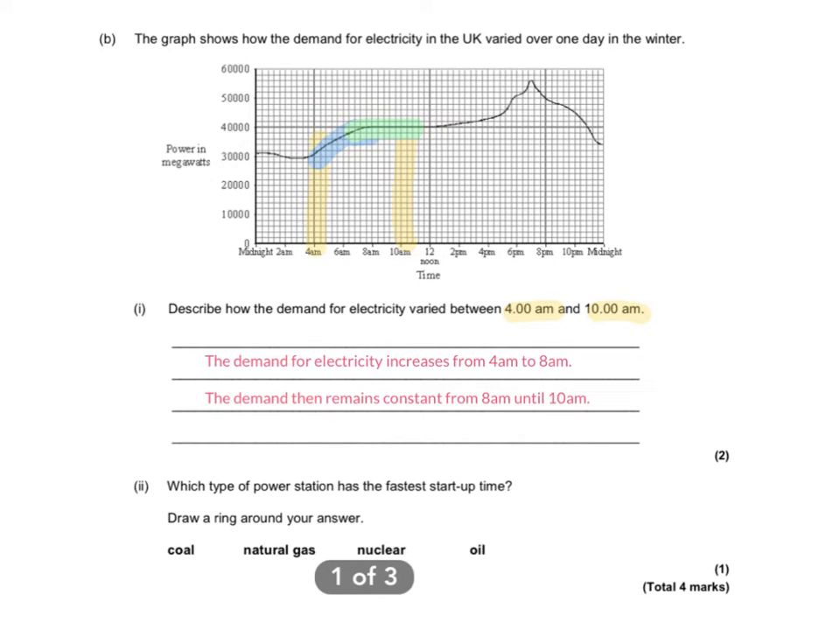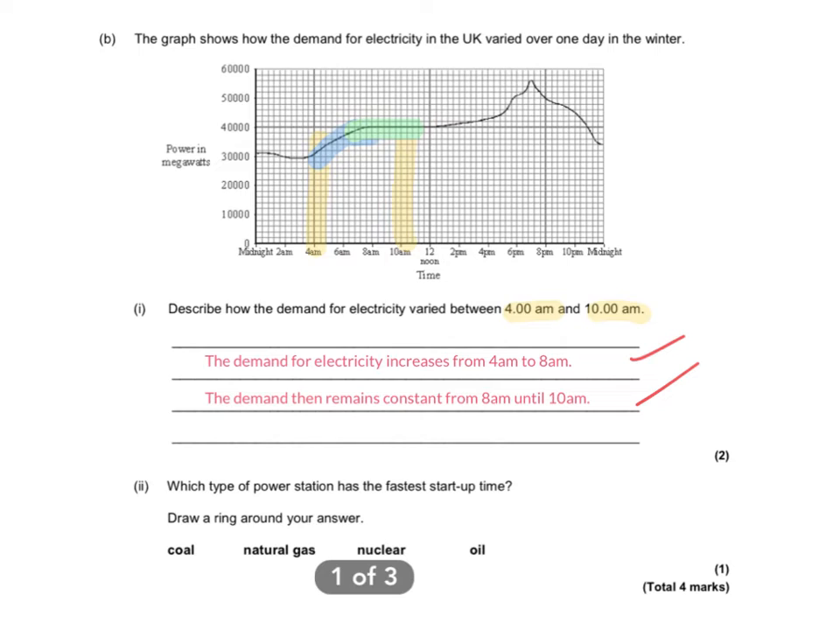Okay, so the 2 marking points for this are the idea that the demand for electricity increases from 4 AM till 8 AM. That's because people are beginning to wake up and beginning to use electricity to help them get ready for work or one thing or another, and also workplaces are beginning to open as well. The demand then remains constant from 8 AM till 10 AM because people are already using that electricity. We've got a constant need for it from that point because people are usually awake at that time. So there, it's a mark for each of those points.